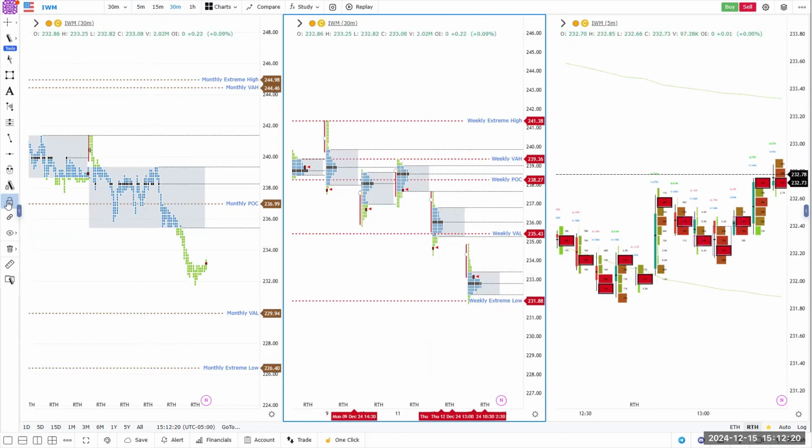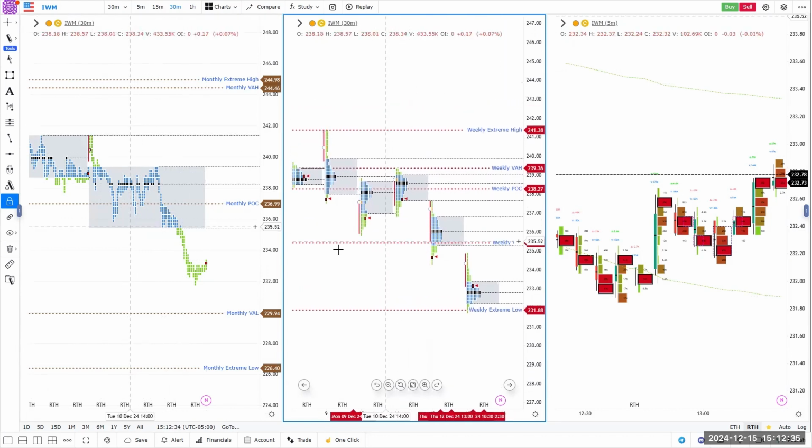All right. So what I like to do also is make sure I have everything locked. If it's not locked, I go ahead and lock it. That way, if I accidentally put my cursor on one of these numbers and move it, it doesn't actually move the numbers. It keeps it locked in. All right. So we have our weekly numbers all set.